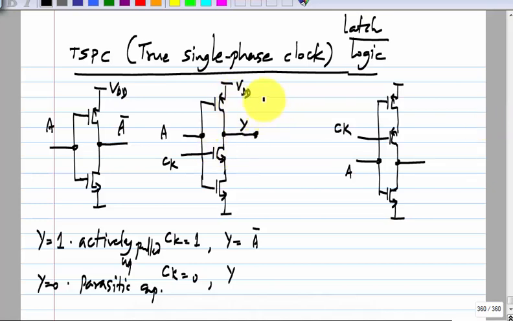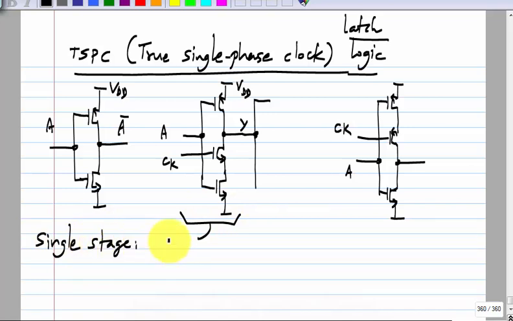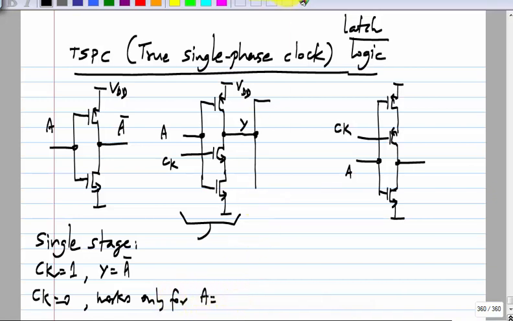So now, to make this work properly, for a single state, what happens is, when clock is 1, y equals a bar. This is clear. When clock is 0, I'll say that it basically works only for high output, right? If y was high, when clock becomes 0, things will be fine. But if y was low, then it can be disturbed. Okay? So how do you fix it?